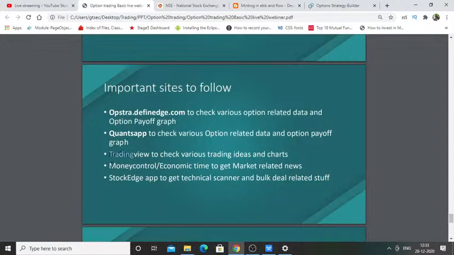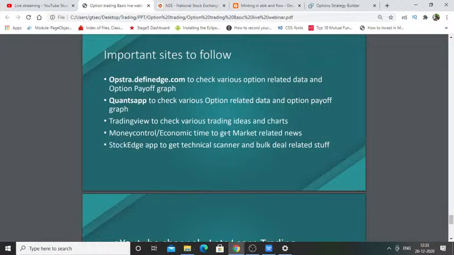And Moneycontrol and Economic Times you can follow for market-related news. And Stock Edge you can use for technical scanners and bulk deals, where a large number of people are getting all those things. So these are important sites to follow.